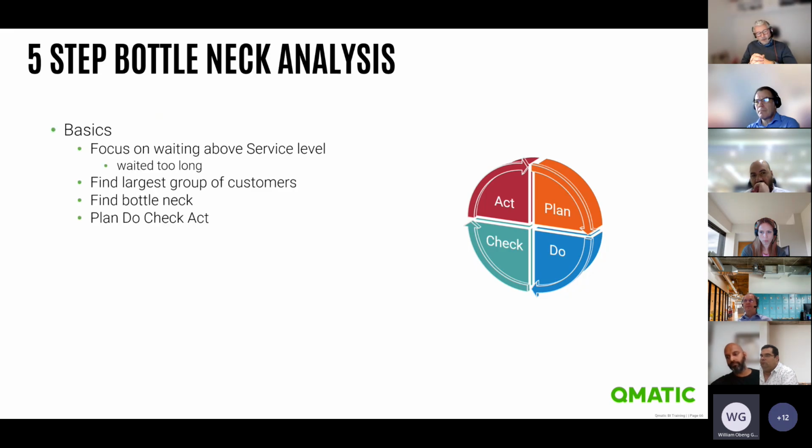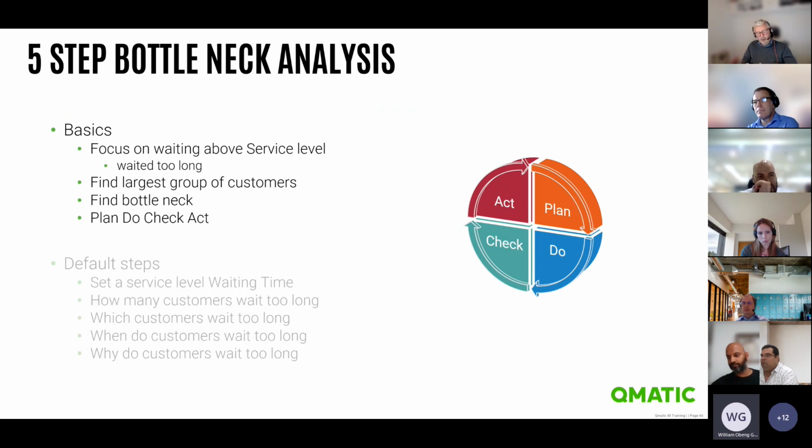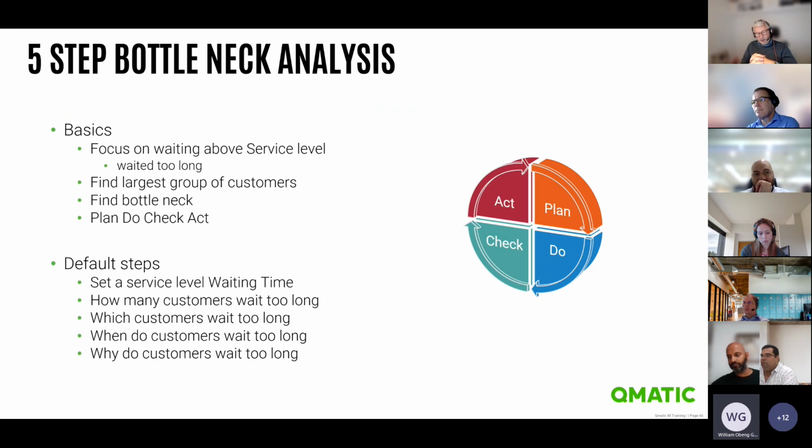So the basics of this 5-step bottleneck is based on focus on waiting. The customers waited too long. So above my service level, find the largest group of these customers, find the bottleneck, and then act on that. Now these steps are these 5.